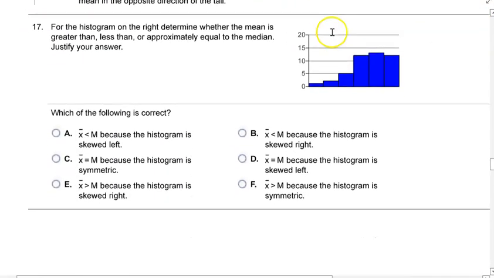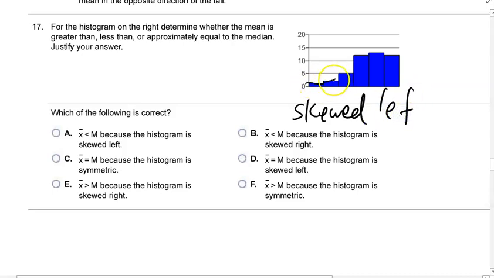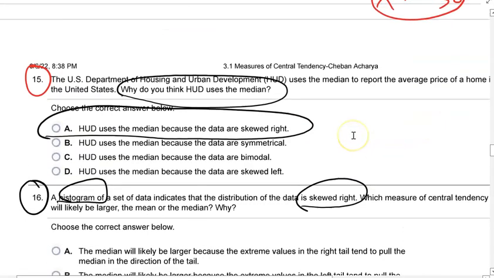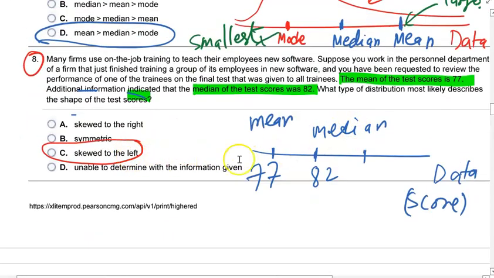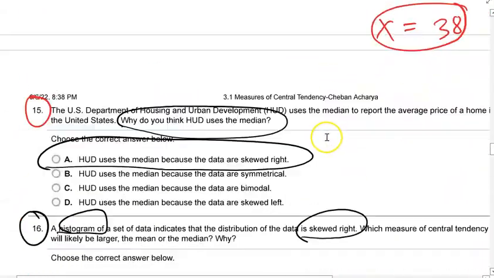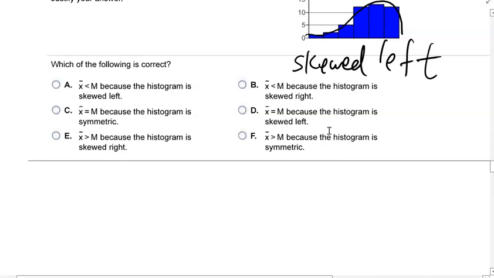Okay, number 17. In this question, is the mean greater than the median, or equal to, or less? That's the question. And notice that this data is skewed left. If data is skewed left, the mean is smaller than the median. The median is larger.